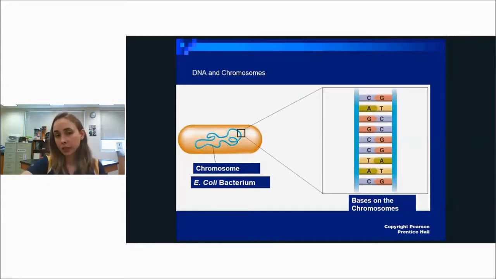So that is a bacterial cell, E. coli bacterium, and the blue string in the center of it is just the circular DNA. And again, it is not encased in a nucleus. It is just floating free in the cytoplasm.